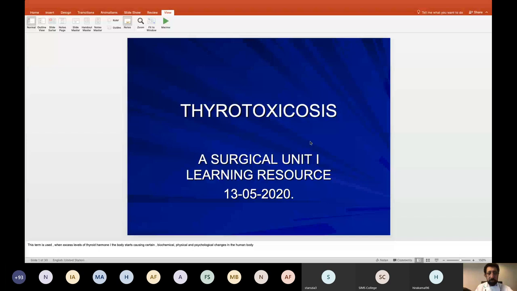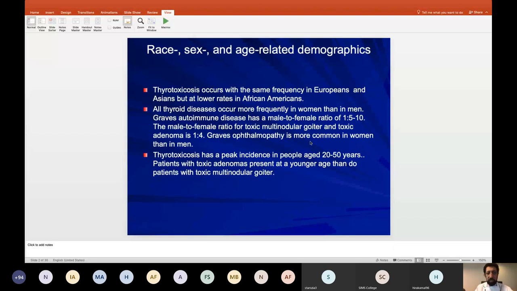But before we do that, let's see what is the epidemiology of this disease. Thyrotoxicosis, as you can see from the first line, is about the race-related incidence. It is quite equally common in the European and the Asian population, and also in the African population. So it is a uniform disease all over the world, but somehow the rate of this disease is much lower in the African Americans.